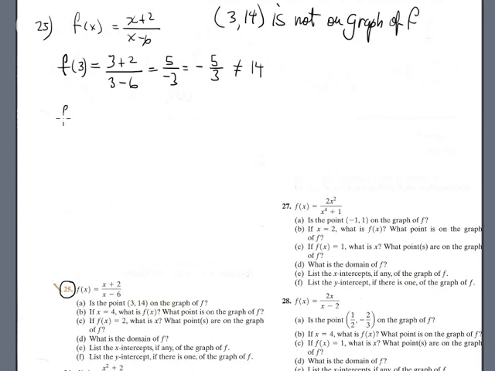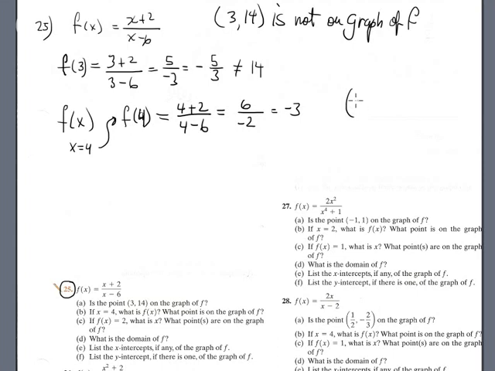See, x is equal to 4, evaluate f at 4. It's 4 plus 2 over 4 minus 6. So 6 over negative 2. That's negative 3. The point on the graph would be (4, -3). What is the point on the graph?